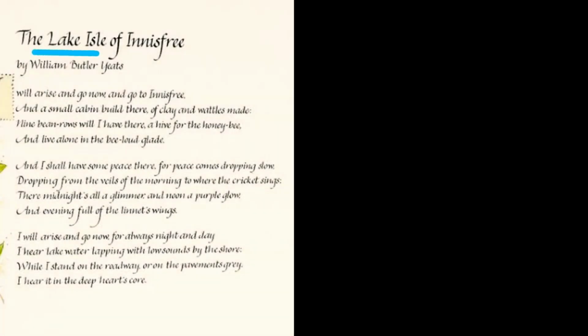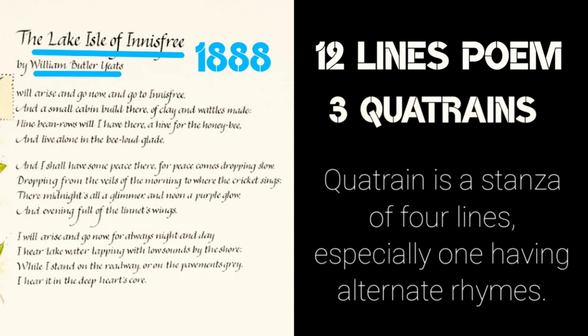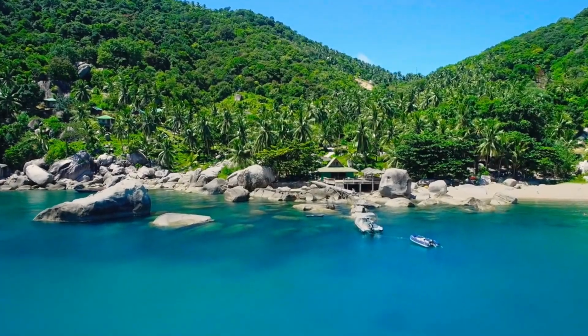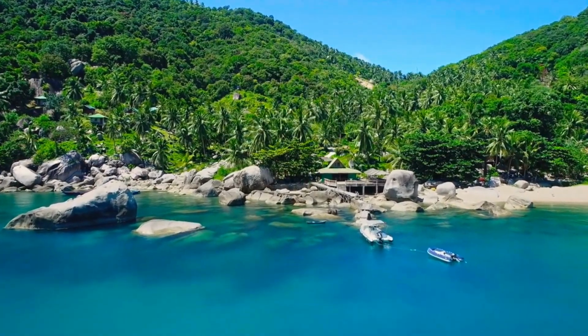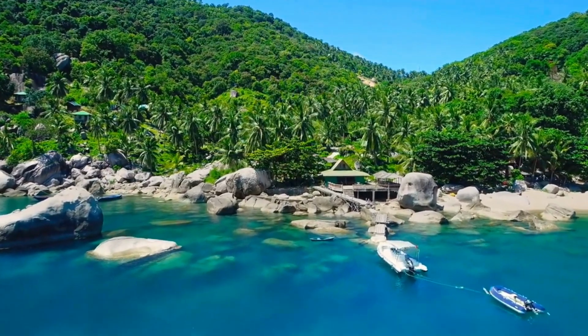This poem, The Lake Isle of Innisfree, that was written by W.B. Yeats in the year 1888, is a 12-line poem divided into 3 quatrains. This poem reveals the poet's nostalgia for peace and tranquility he enjoyed on the Lake Isle during his childhood days. So let's begin with the poem.